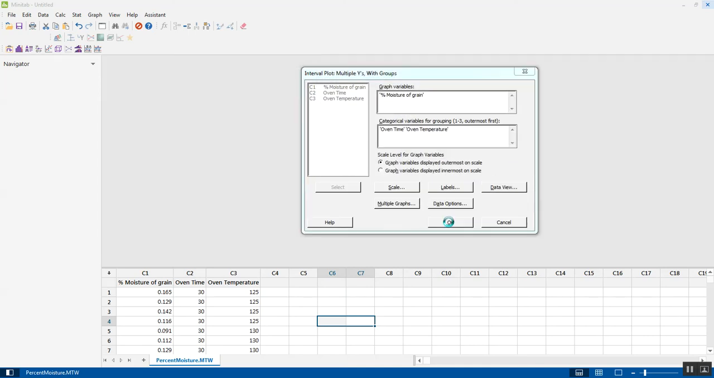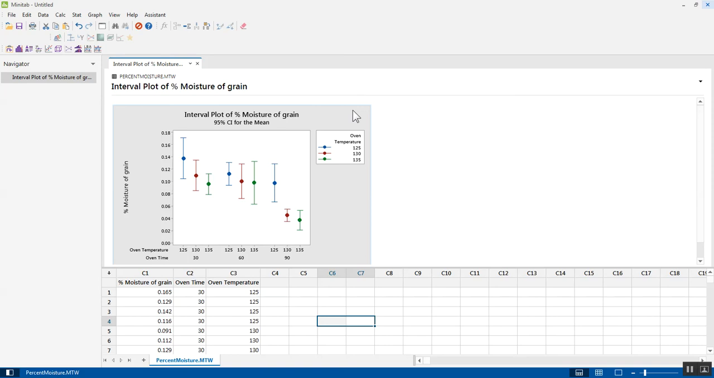I click OK, OK again, and eyeballing my data, yes, there's some quite significant no man's land in between some of these confidence intervals here. When we've got no overlap of confidence intervals, that's a really good indication of a significant difference. But then what's going on up here? Clearly, the percentage moisture content of the grains is lower the longer it was in the oven at the higher oven temperatures. But we want to start pulling out some significant differences here.